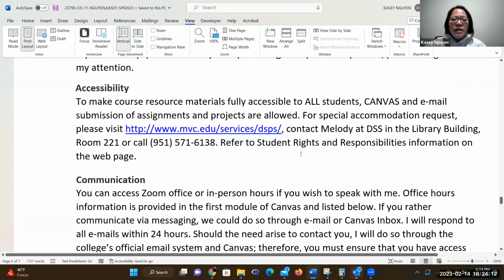For accessibility, if you need accommodation, please make sure that you contact the SPS. And also you can visit the library. And this is for MVC. So if you require accessibility at your college, they can send me a letter. And what I will do is I will take that letter and accommodate you, something like extended time for exams, things like that. And if that helps you, I will be happy to help you with accommodation.